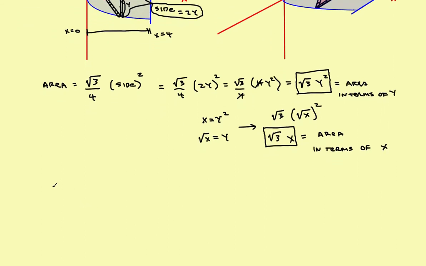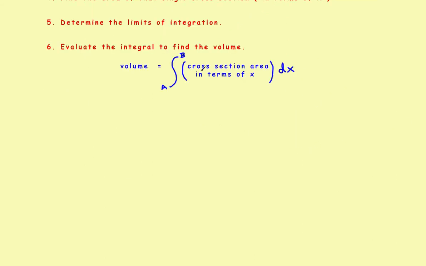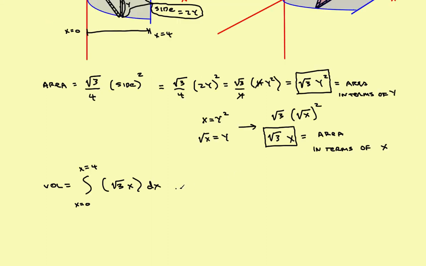So if we go down to here, the volume is going to be equal to the integral from x equals 0 to x equals 4 of the cross-sectional area in terms of x, but that is the square root of 3 times x, and then dx. And that's just strictly this formula right here. So the volume is from a to b, cross-sectional area in terms of x times dx. And now it turns out to be a fairly simple integral to evaluate.